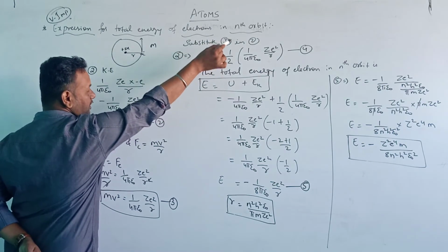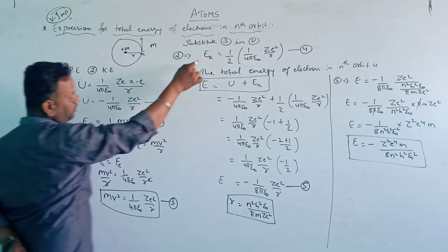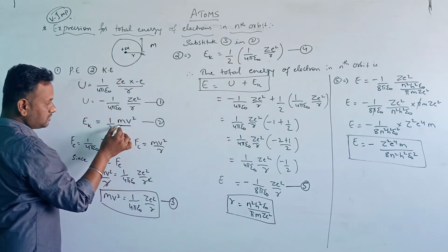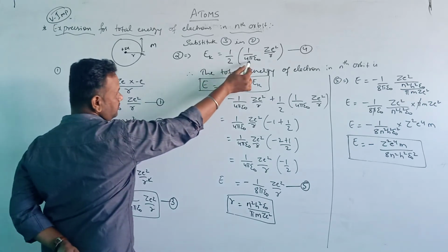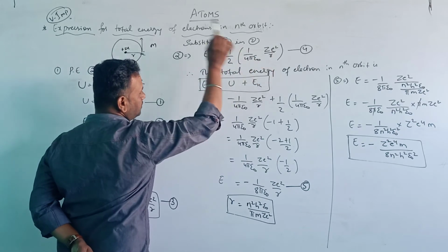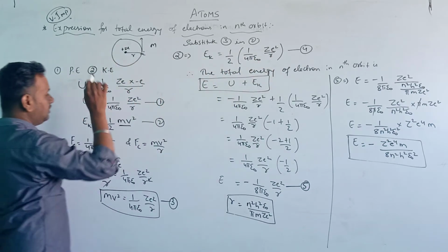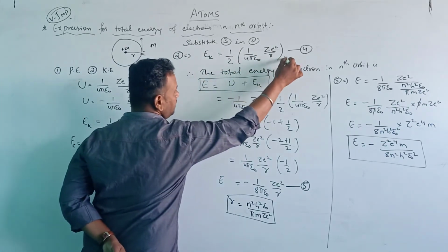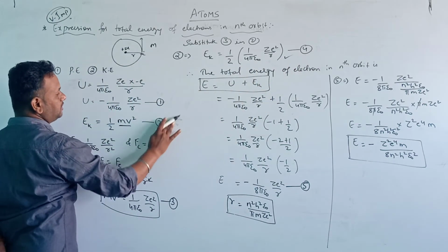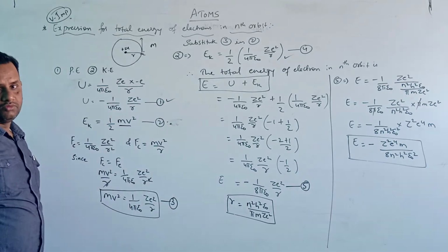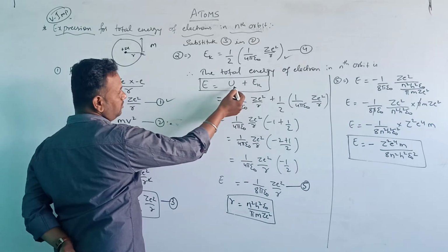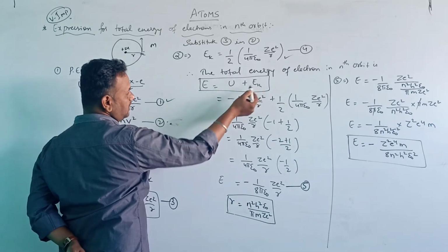Substitute 3 in 2. So we get that kinetic energy is equal to half into mv square. I have substituted this mv square value here, that is 1 by 4 pi epsilon z squared divided by r. So we got the kinetic energy, and this is potential energy. Both we got, and we have substituted this value here, that is E equal to potential energy plus kinetic energy.